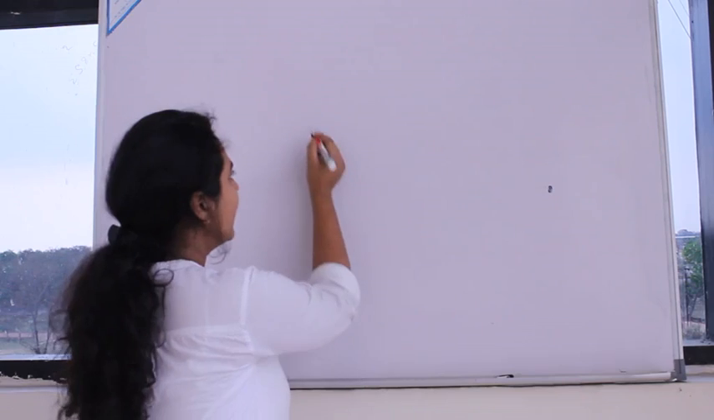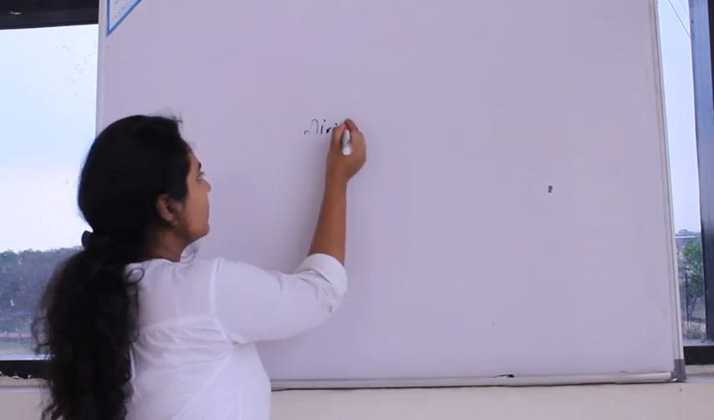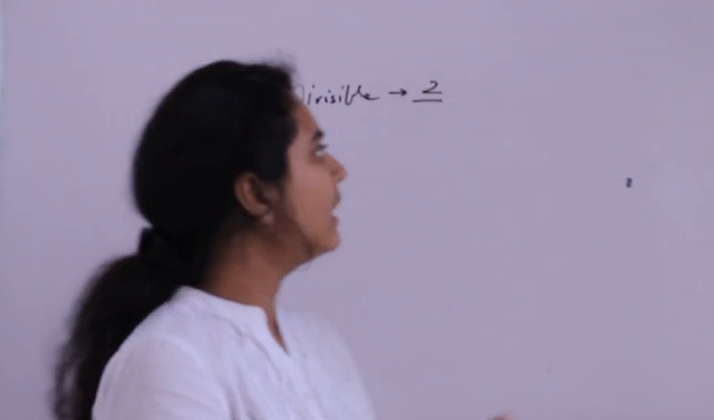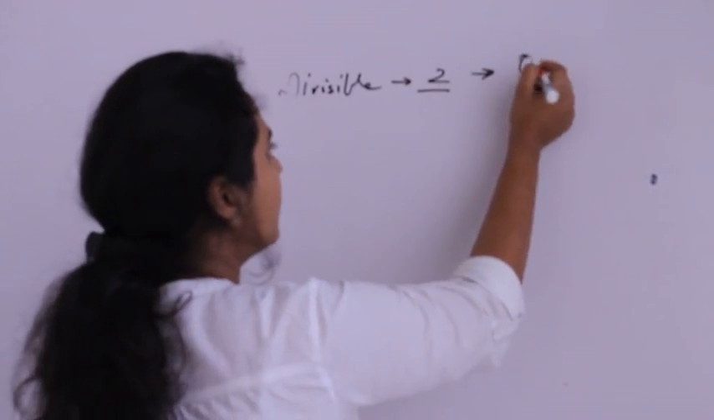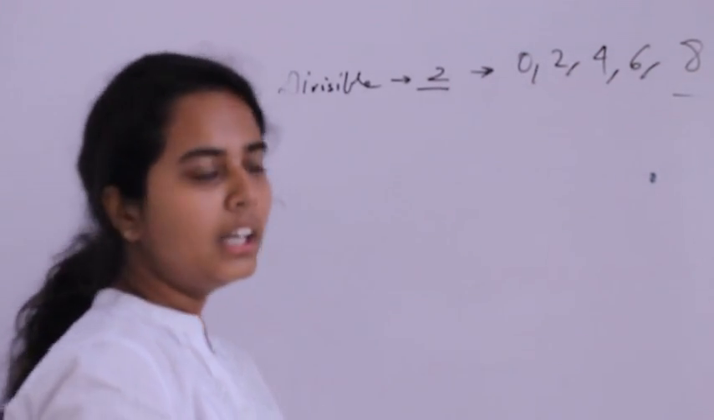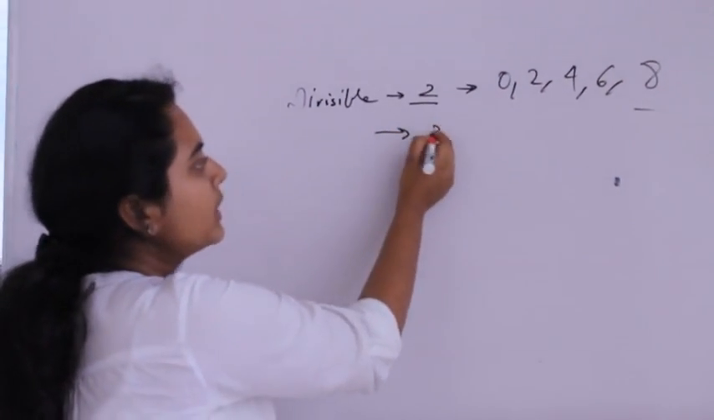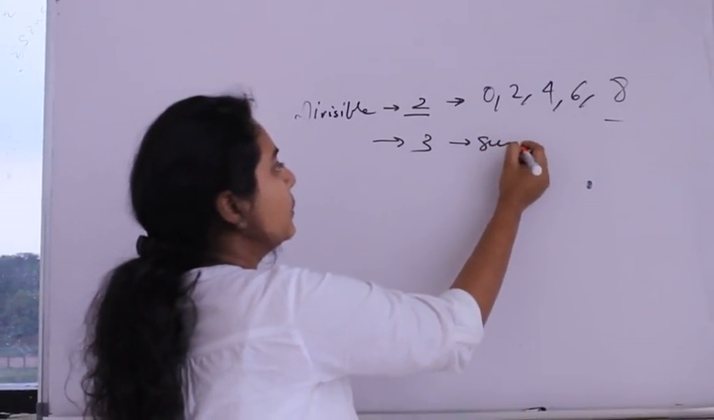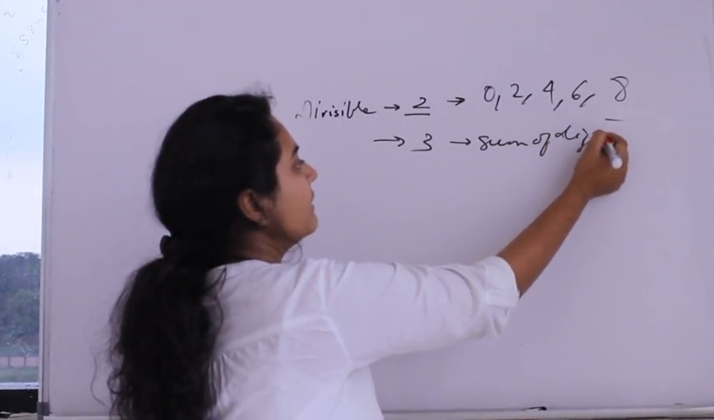Now we come to the criteria that are to be ascertained while determining the divisibility of a number. The common divisibility factors come with whether a number is divisible by 2. To see whether a number is divisible by 2, you just have to check whether the number has 0, 2, 4, 6 or 8 in its unit place. Similarly, the criterion for determining whether a number is divisible by 3 is to see whether the sum of the digits is divisible by 3 or not.